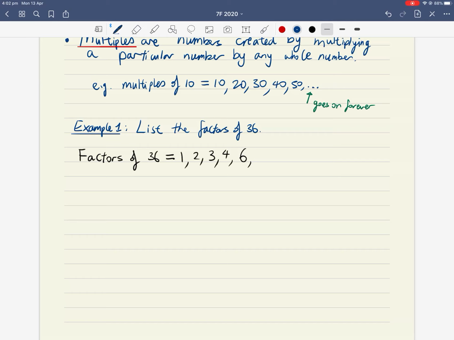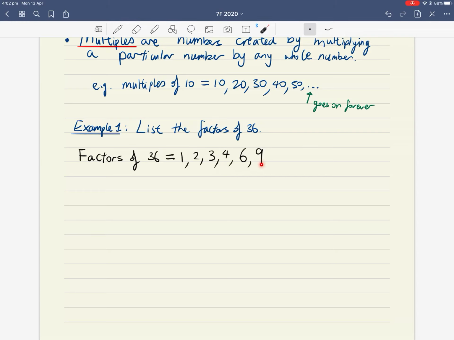Okay. What else? 7. No, it does not divide perfectly. 8. No, 8 fours are 32, 8 fives are 40. So 36 is not a multiple of 8. 9. Well, we said 4 times 9 was 36, so 9 is definitely a factor.